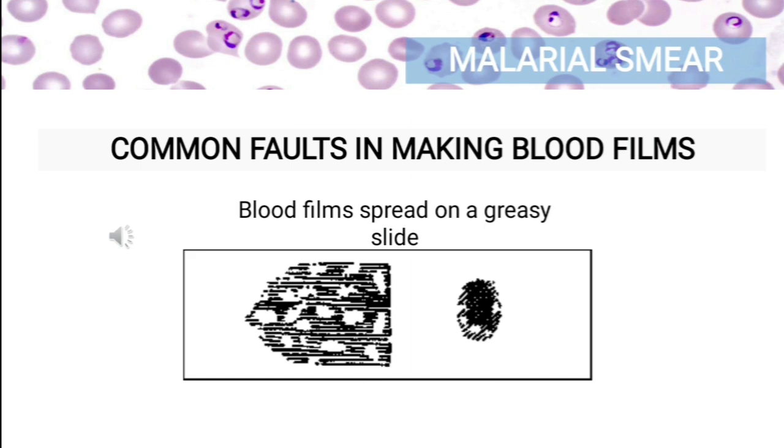Next is a blood film spread on a greasy slide. The blood films were spread unevenly on a greasy slide, which makes examination very difficult. Some of the thick film will probably come off the slide during the staining process.